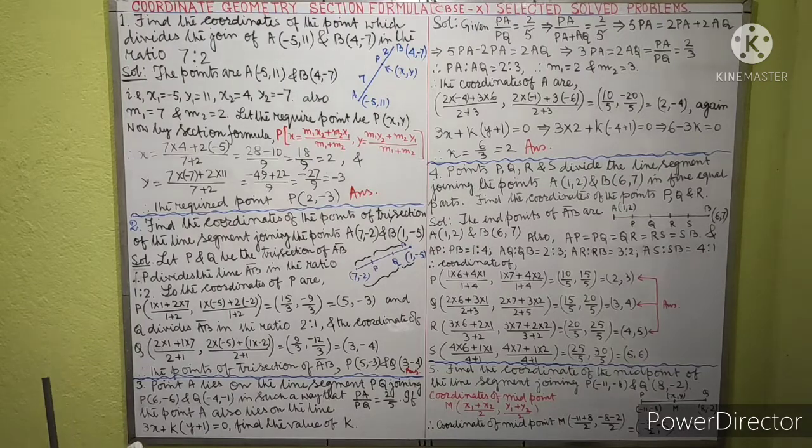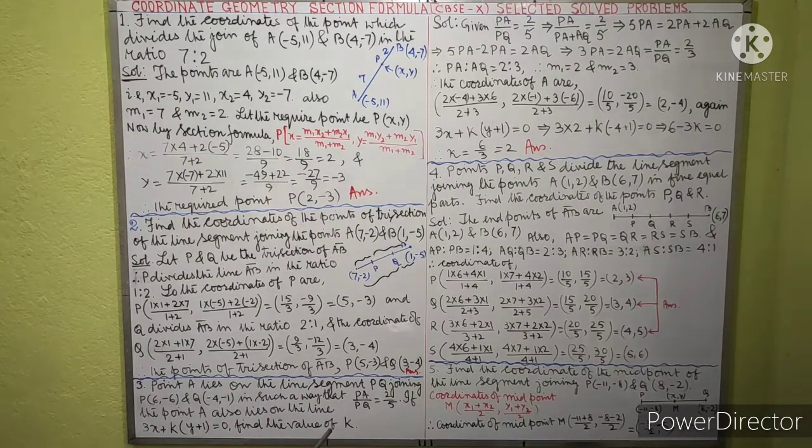This is the answer. Question number 3. Point A lies on the line segment PQ joining P (6, -6) and Q (-4, -1) in such a way that PA by PQ equal to 2 by 5. If the point A also lies on the line 3x plus k into y plus 1 equal to 0, find the value of k.